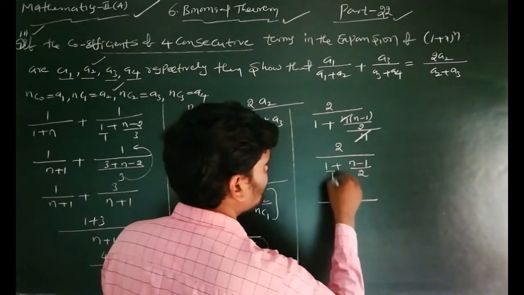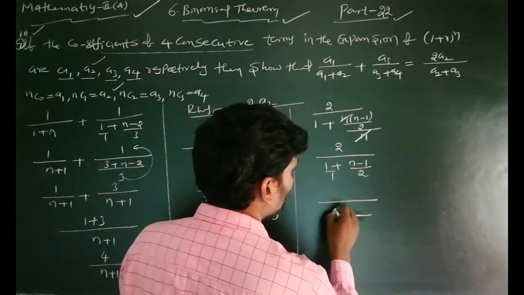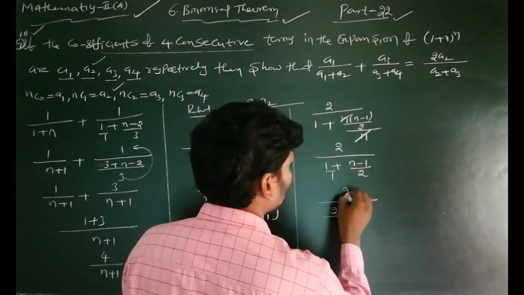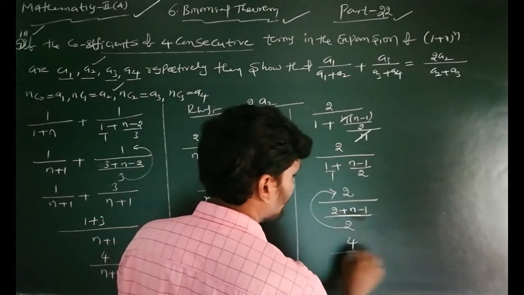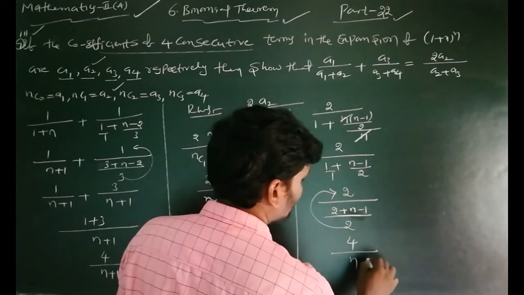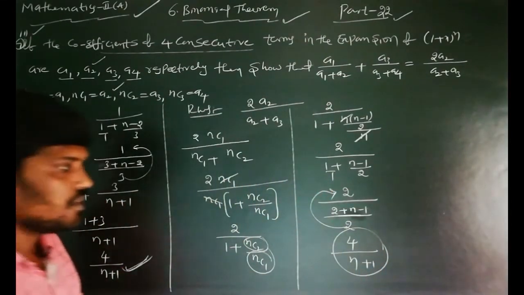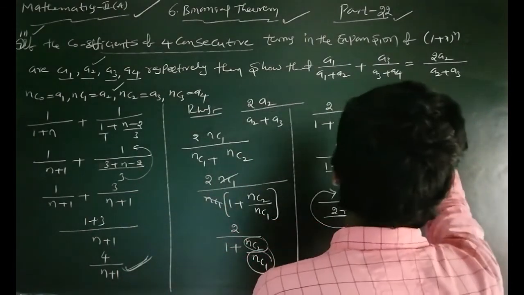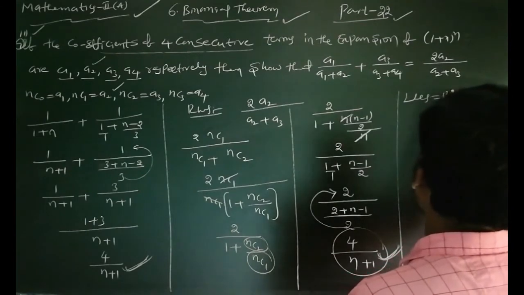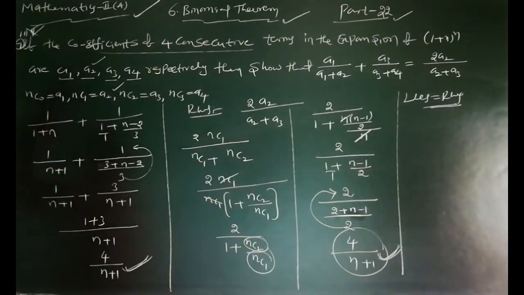After that, take the LCM. What is the LCM here? The LCM is 2. 2 plus n minus 1. Here the numerator is 2, and the denominator goes to the numerator. 2 twos are 4 by n, minus 1 plus 2, that is n plus 1. Here what is the LHS part? 4/(n+1). The RHS part is also 4/(n+1). Then LHS is equal to RHS.